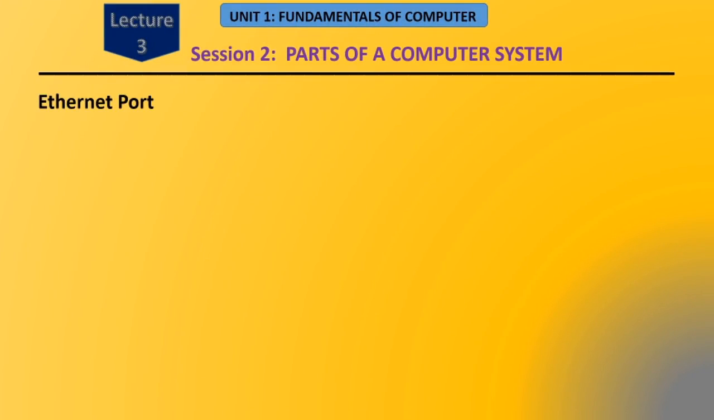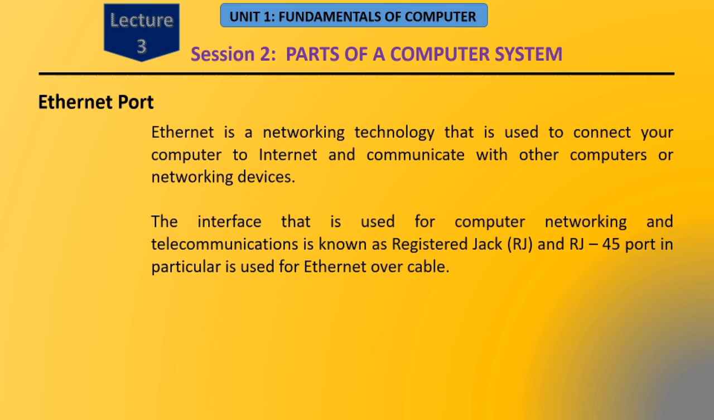Next type is Ethernet port. Ethernet is a networking technology that is used to connect your computer to the internet and communicate with other computers or networking devices. The interface that is used for computer networking and telecommunication is known as registered jack, that is RJ. And the RJ45 port is used for Ethernet over cable. Usage: it is used to connect your computer to a wired network.